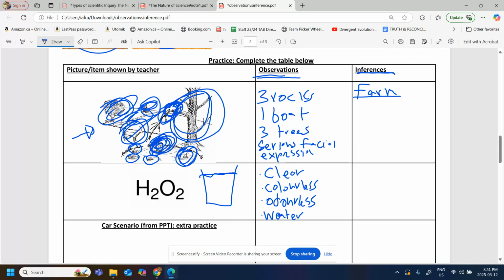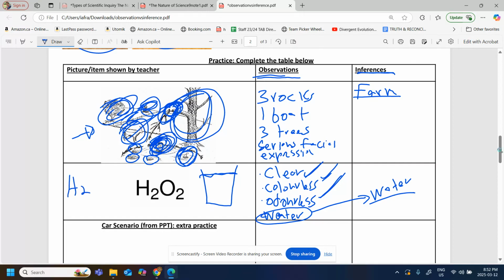But other students were quick to point out, well, we don't know if it's water. All you know is that it's clear, colorless, and odorless. So you can infer that it's water based on these observations here. So saying it's water is an inference. You don't know it's water. And in fact, it wasn't water. It was actually hydrogen peroxide.